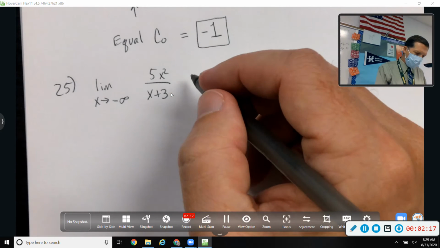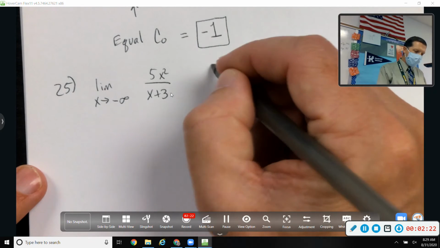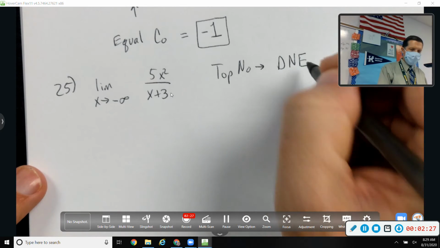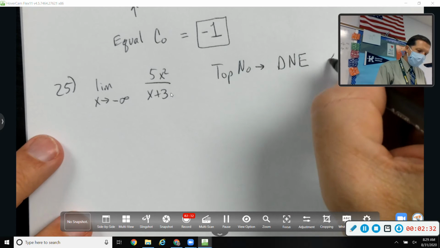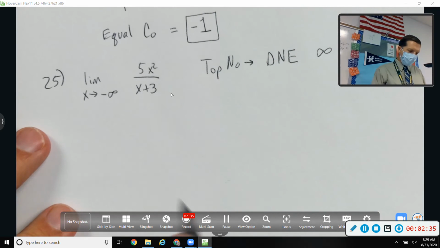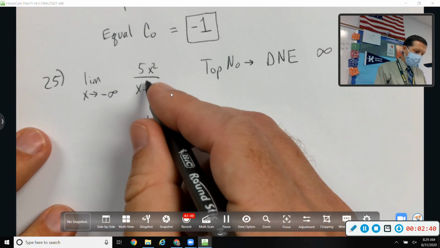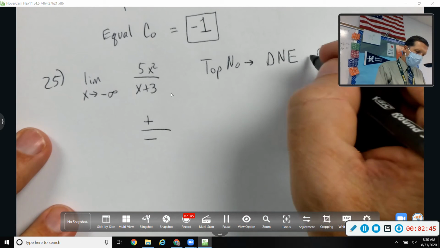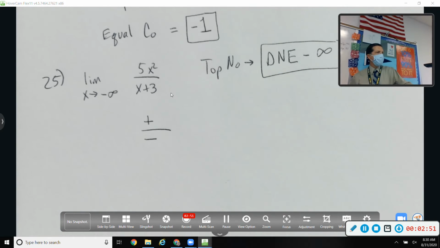Okay, no weird square roots. Top no, bottom O equal co. Well, the top's bigger, so this is definitely a top no problem. But no means it doesn't exist. And it doesn't exist because it goes to infinity, but I need to be careful about whether it's positive infinity or negative infinity. So in the top one, that would be positive. The bottom, because we square negative, in the bottom one it'll be negative, so this is headed toward negative infinity. So the answer is it doesn't exist because it goes to negative infinity.